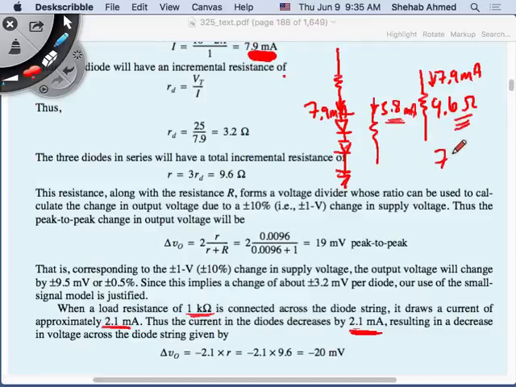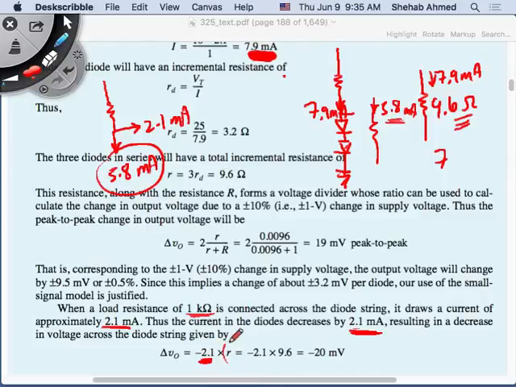Why did they put a negative sign? Negative because it's reducing, because you have 7.9 milliamps originally flowing, and now you have 5.8 here and 2.1 milliamp here, right? So you have reduced the current flowing through the diode string by 2.1 milliamp. That's why they put a negative sign. So is it the positive delta V or the negative delta V? That's all it's saying here, right? So it's 2.1 multiplied by this total resistance that you have. It's approximately 20 millivolts, right? So now this 20 millivolts.